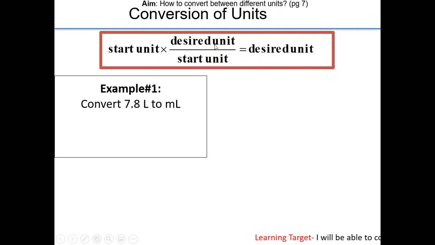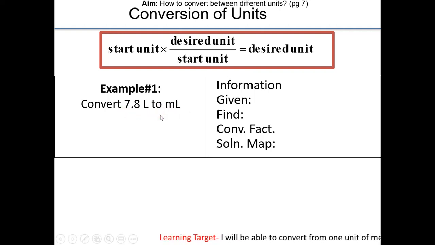Okay, now here's the general equation on how to convert between units. Your start unit times the desired over the start gives you the desired unit. So this is your conversion factor in the middle, right? Let's do an example. So here we want to convert 7.8 liters to milliliters, right? So how many milliliters is 7.8 liters? So we're given 7.8 liters. What do we want? We want milliliters.